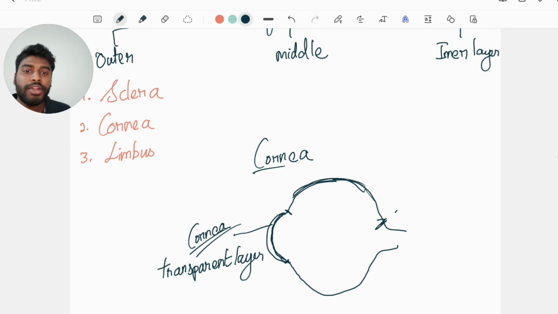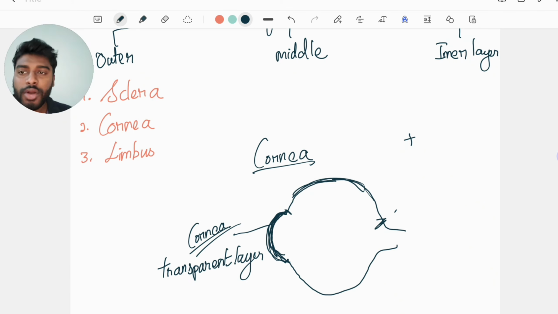What are the points you remember about the cornea? The cornea is the outermost layer, and it has no color. It is transparent. It is anterior convex in shape. So the shape of the cornea is convex. These are the points you have to remember about the cornea.